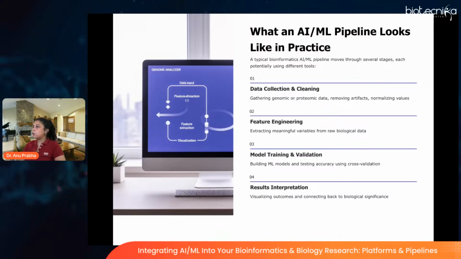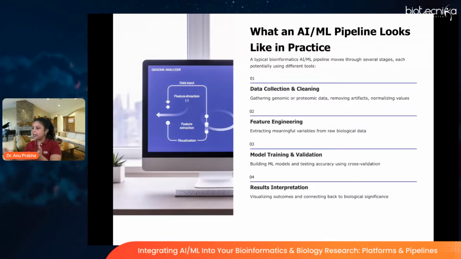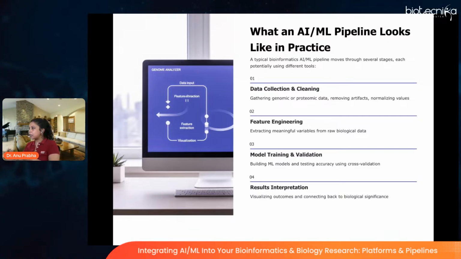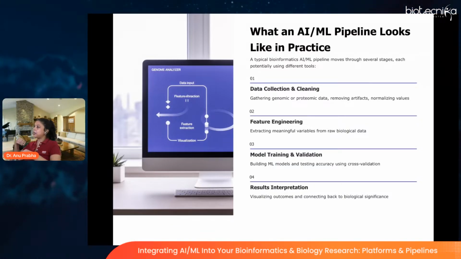The next step is model training and validation. Once you have made the feature set, these are the variables I need to account for to predict my outcome, now you need to train your model. Once you train your model, then you can test it on a test set.